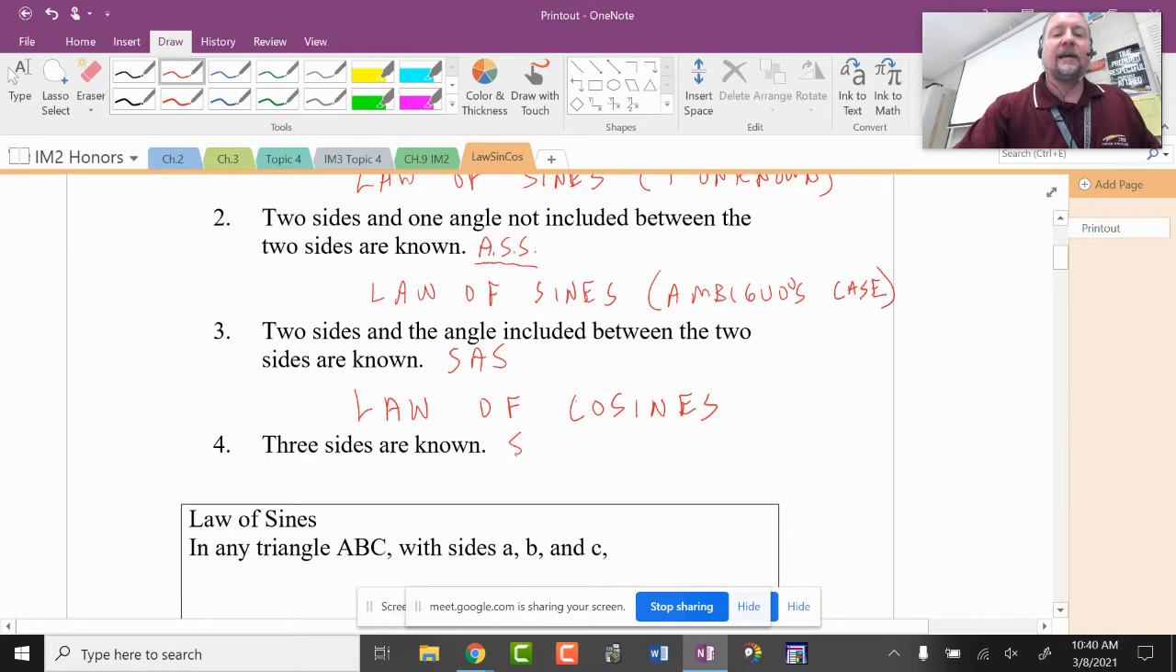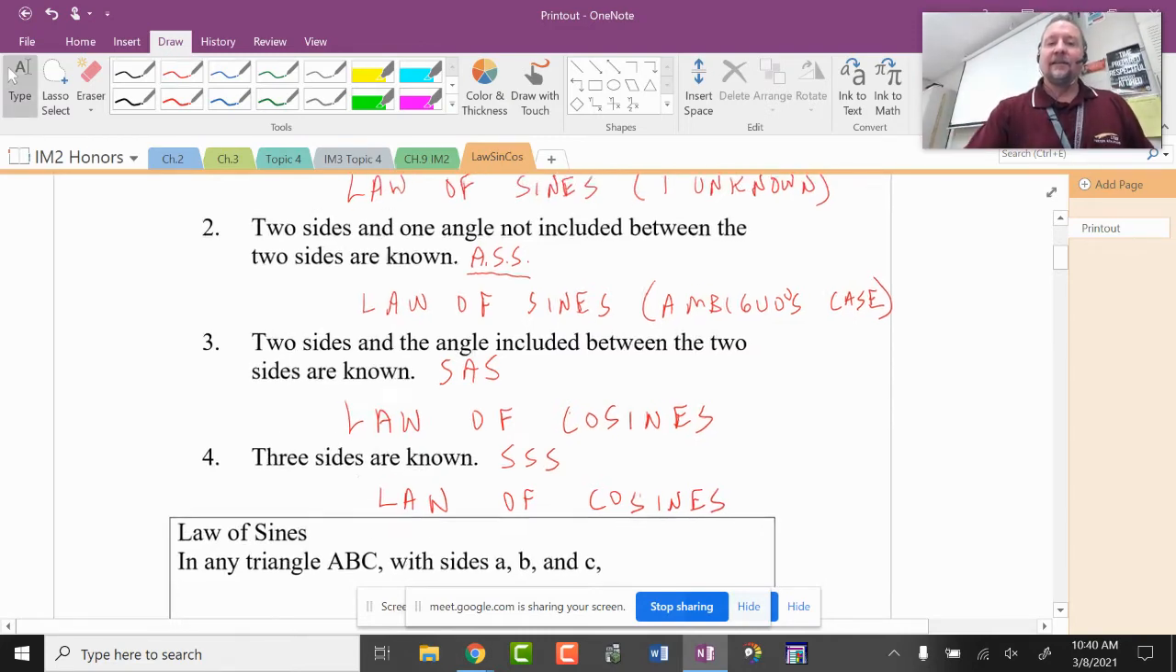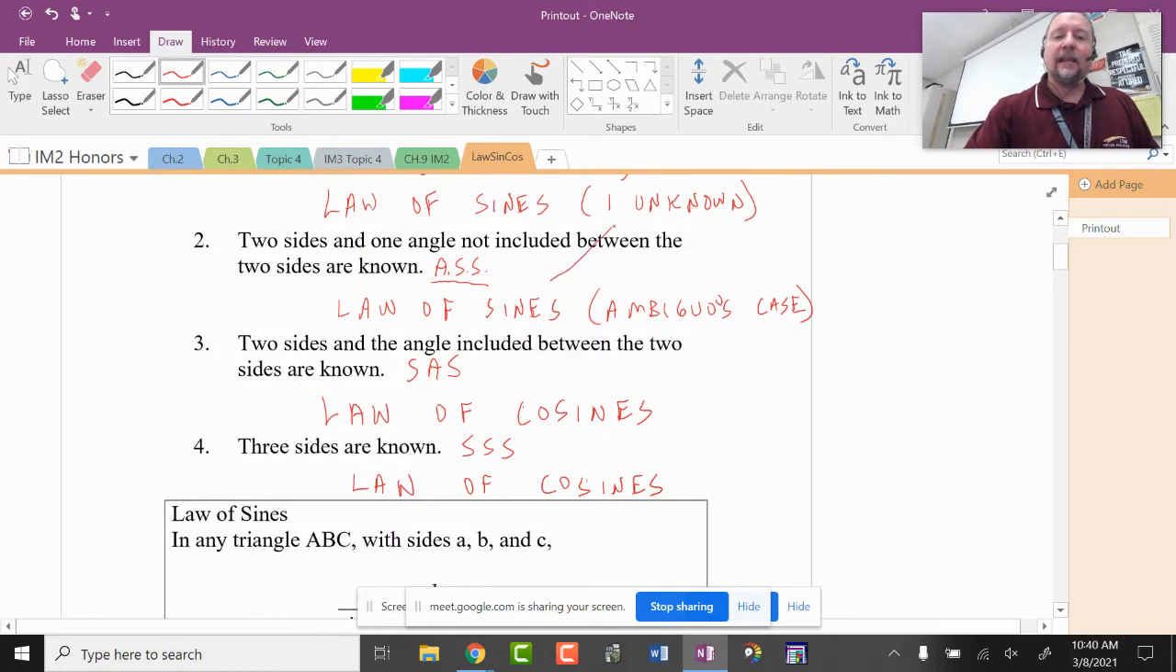And then when three sides are known, which is SSS, if you look at the law of sines right now, you could probably figure out why the law of sines won't work. There's two unknowns. So in all these cases, why do these work? Because you will only have one unknown if you use the appropriate formula.